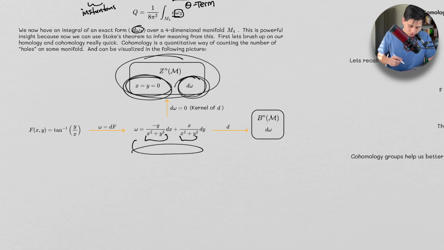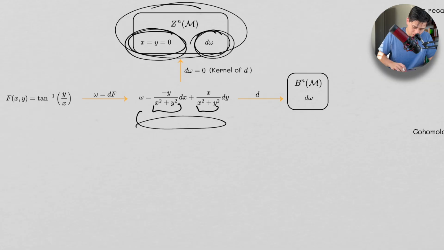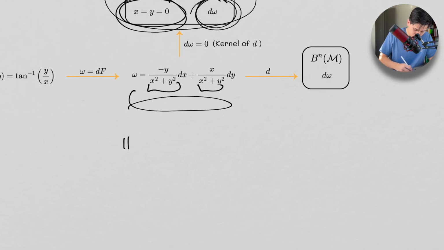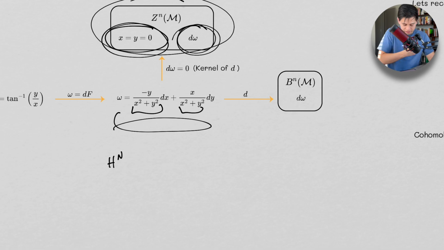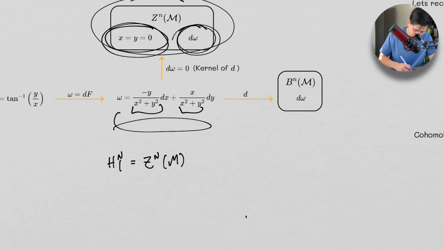Okay, so we're going to write the cohomology group N, where N is the dimension of the space on the manifold, is equal to Zn on the manifold, and this is on the manifold as well.